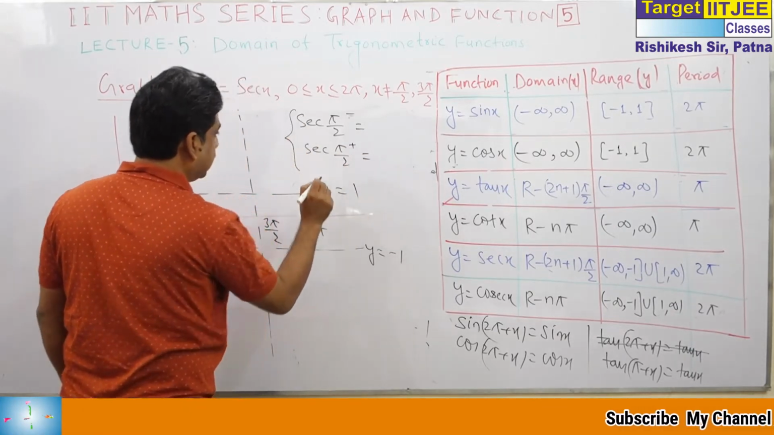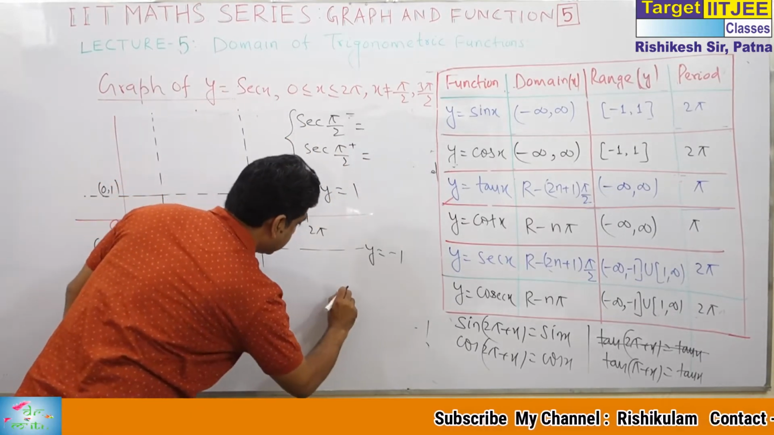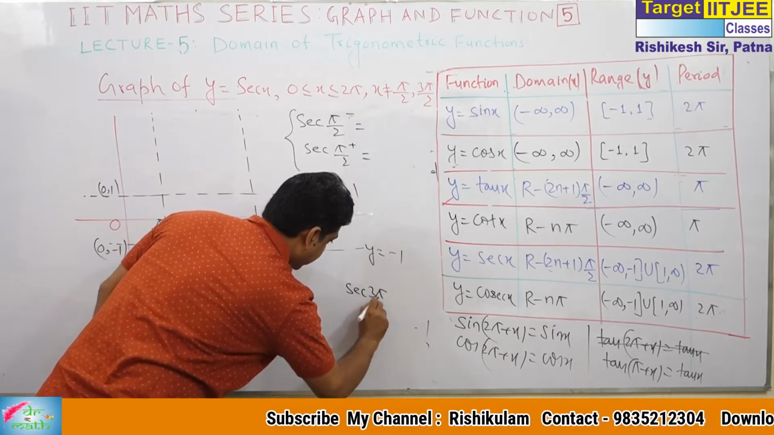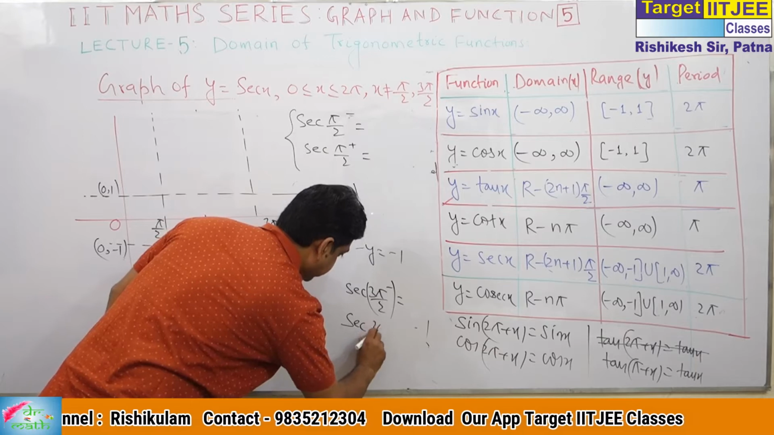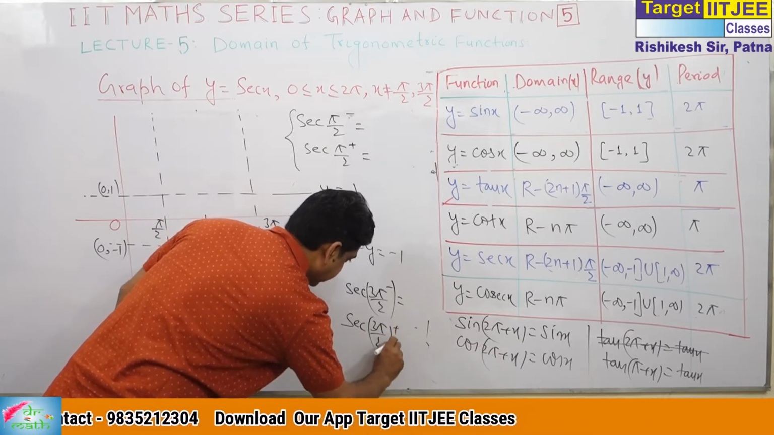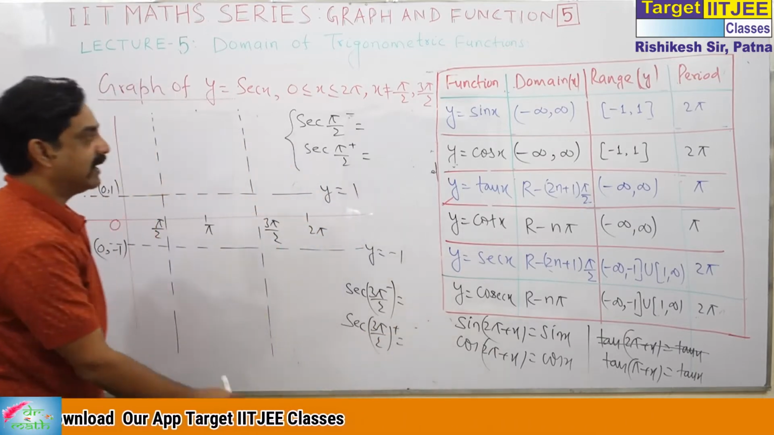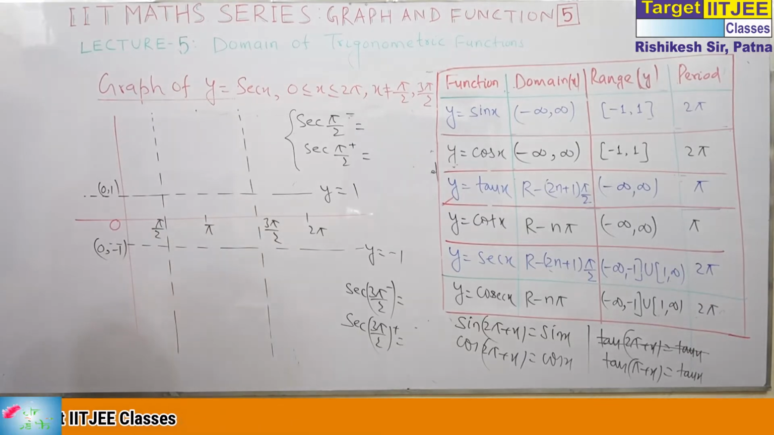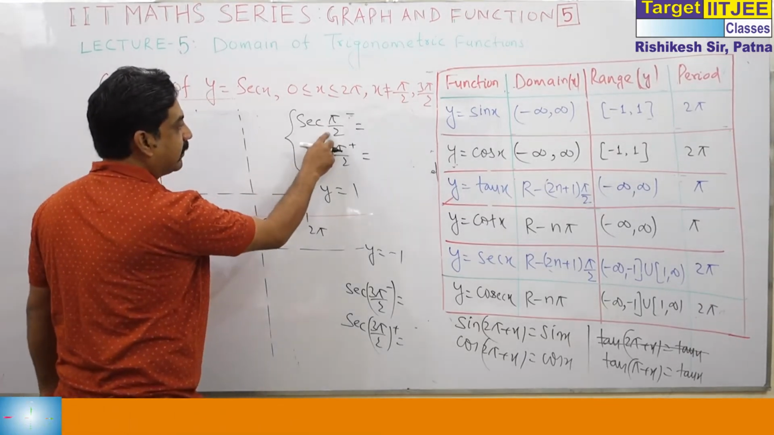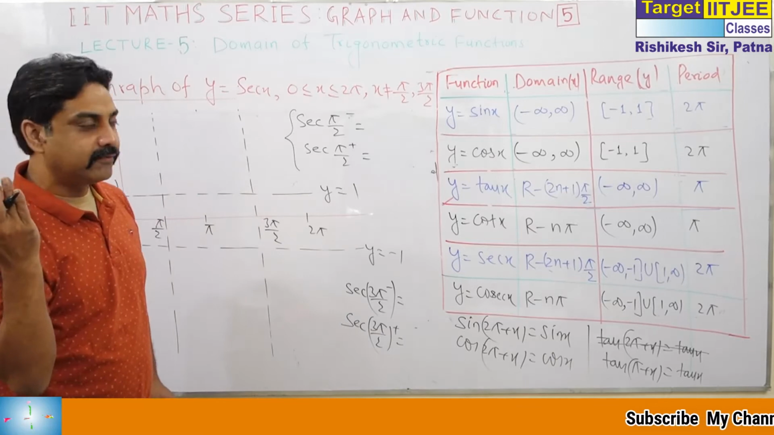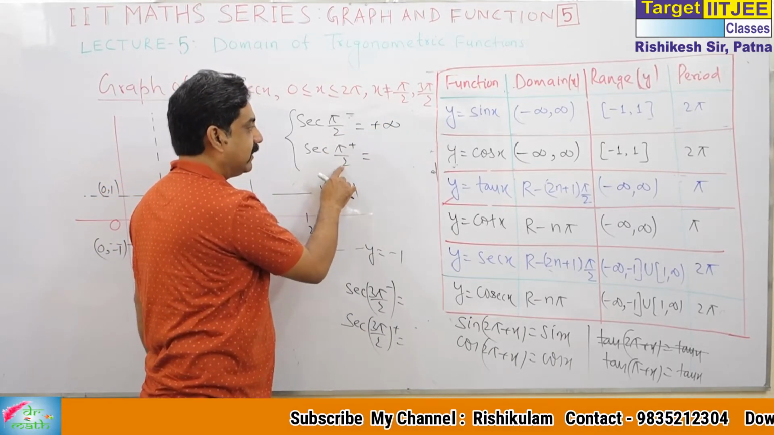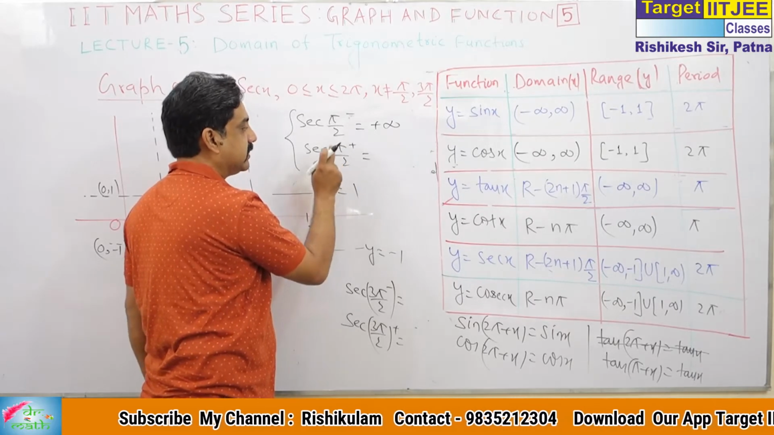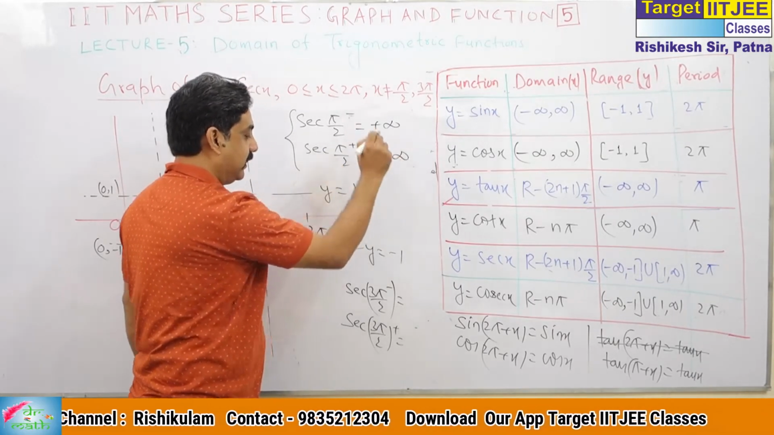You have to also decide what is sec 3 pi by 2 minus, and what is sec 3 pi by 2 plus. It's either plus infinity or minus infinity depending upon quadrant. Since pi by 2 minus, less than pi by 2, is in the first quadrant, this is plus infinity. Pi by 2 plus is in the second quadrant. In the second quadrant cos and sec are negative, so minus infinity.